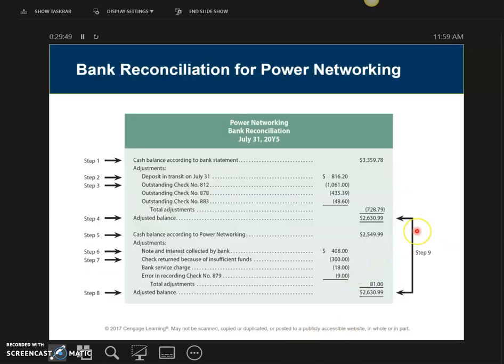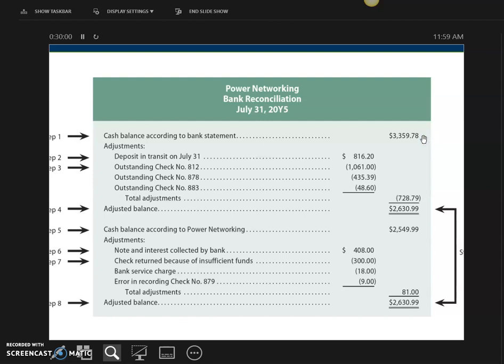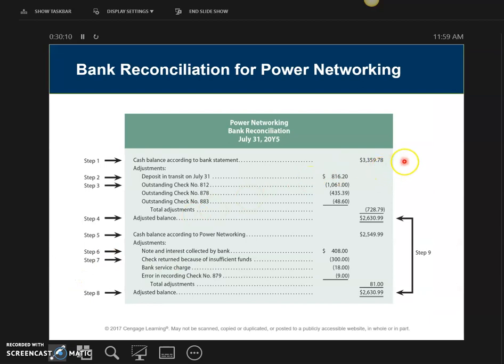Here is my actual bank statement. Let me see if I can make it a little bit bigger for you. There we go. So up here is the balance from the bank statement. So here's the bank statement side. Here's the book side. Here's the balance from the bank statement as of the end of the month. Let me get my little pointer out again. Oops, I guess it won't. Okay. So this $816.20 was the deposit in transit.